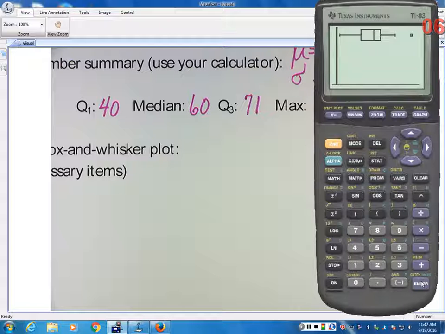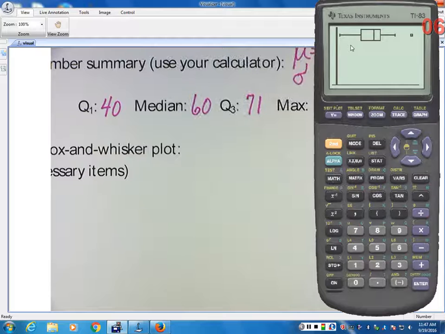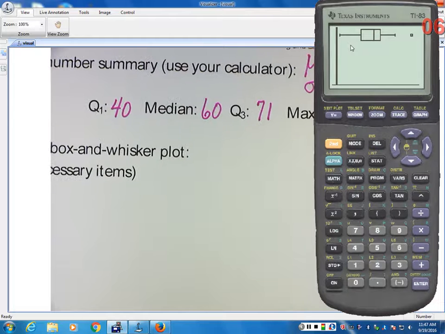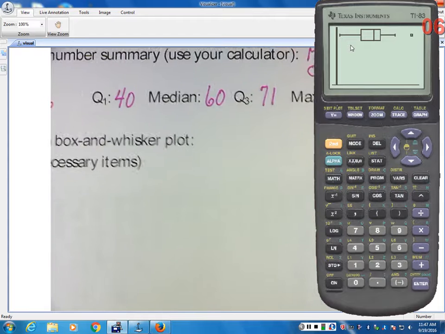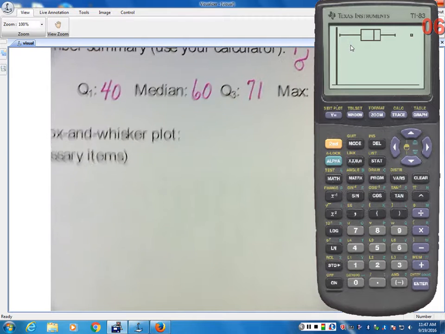And we see that we do have an outlier. We actually do have one outlier. So when we draw the box and whisker plot, you want to be careful to keep it to scale as much as you can. So in order for me to do that up here, I'm going to put a sheet of paper under here that has some lines on it that I can use to help me out a little bit. You may not be able to see these, but I will.